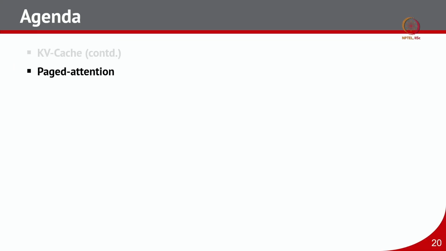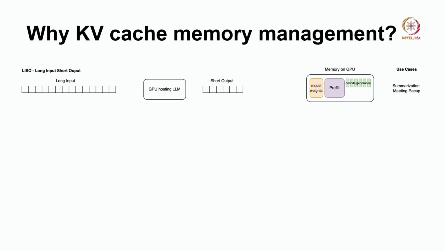Okay. Now with that, let's go to the next topic, which is paged attention. We already saw that the KV cache requires a lot of memory in the GPU. Now let's see why we need KV cache memory management. Whenever we use all these agentic AI tools, there are different types of input, and different types of input have different memory footprints or different types of execution.